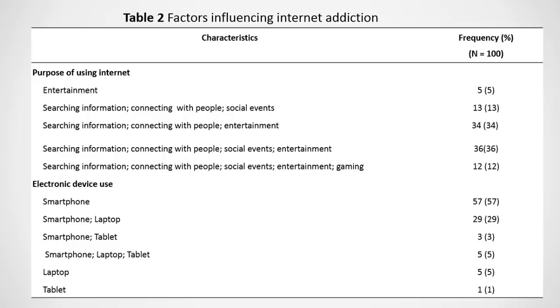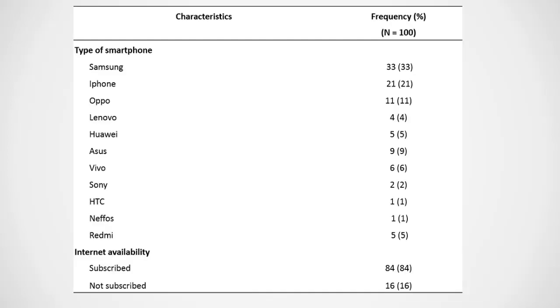For the electronic devices used to surf the internet, 57 of the respondents use smartphone only, 29 use smartphone and laptop, another 3 use smartphone and tablet, about 5 use smartphone, laptop and tablet, another 5 use laptop, and 1 person uses tablet only. The majority of our respondents used Samsung smartphones, which accounted for 33%, followed by iPhone at about 21%, and Oppo at 11%. The types of smartphone used by the remaining respondents are listed in the table.